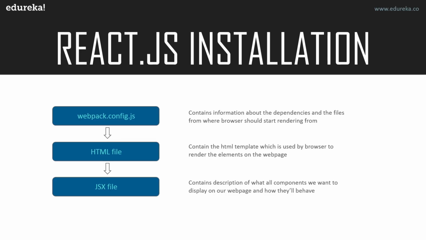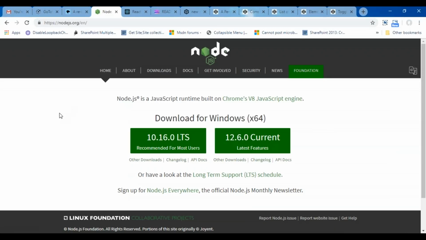Before starting that, let me tell you one thing: before learning React.js, you should install Node.js in your environment. This is the official website of Node.js from where you can download the Node.js version. The left hand side is the LTS version, that is the long-term support version, and the right one is the current version. You can install any version you want while working with React.js. That's not a problem at all.